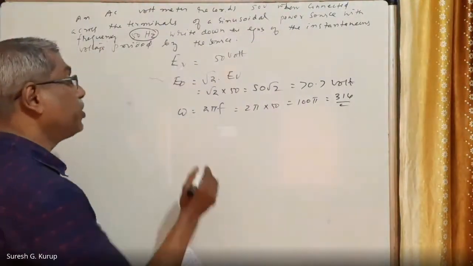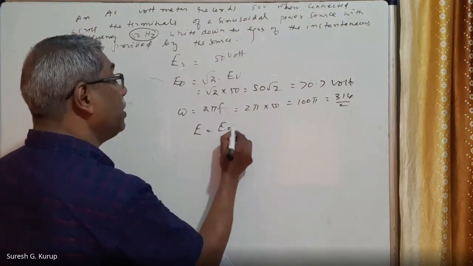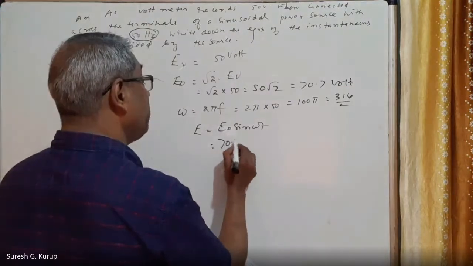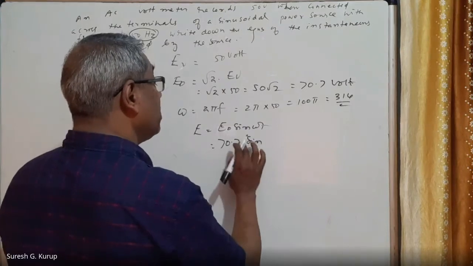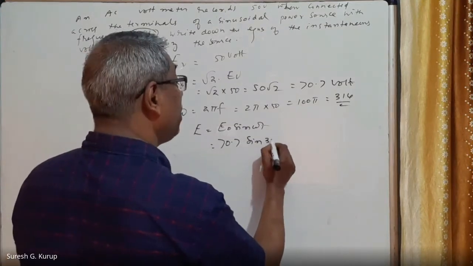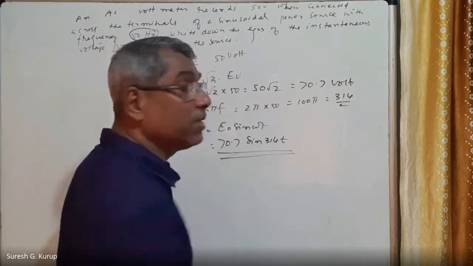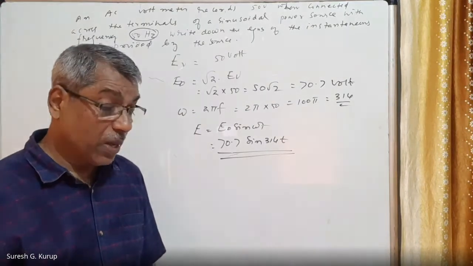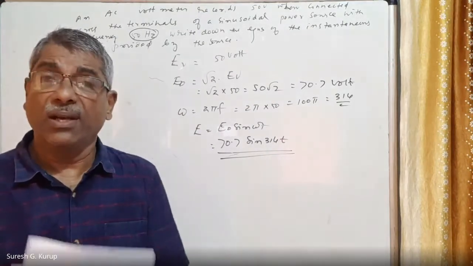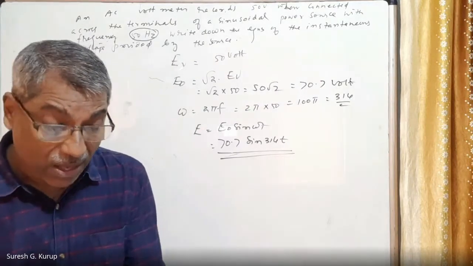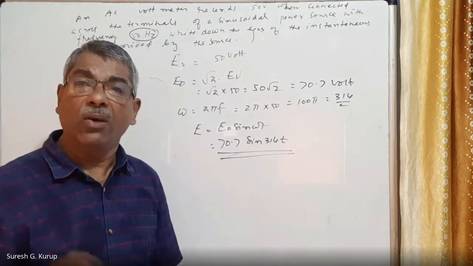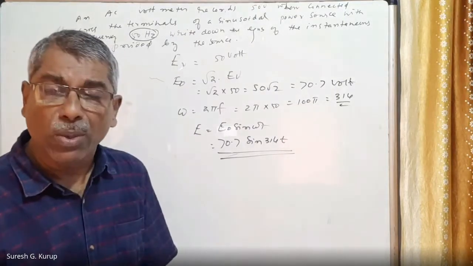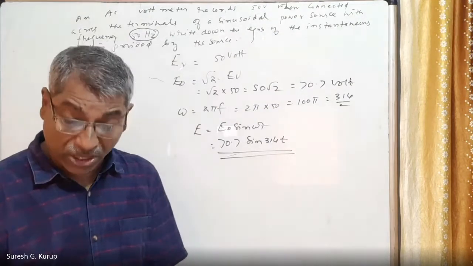Now apply the relation for instantaneous voltage: E is equal to E0 sin omega t. E0 is 70.7, so E is equal to 70.7 sin 314t. This is the answer to the question. Numerous questions also we have to do, then only you will understand the actual theory. To understand the basics of physics, you have to do many problems after learning the basic topics.